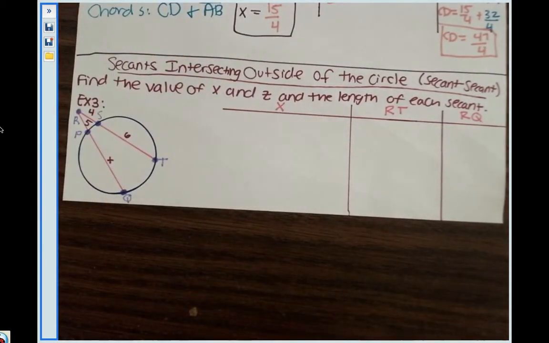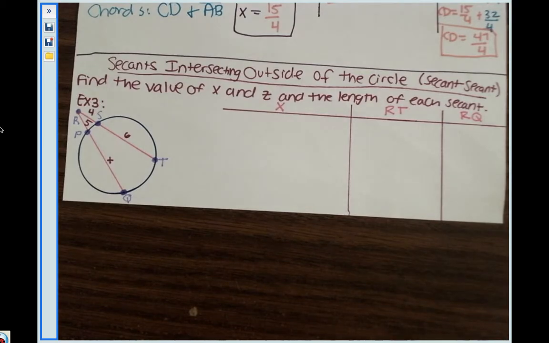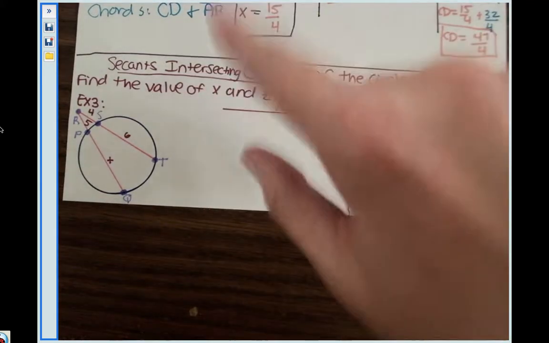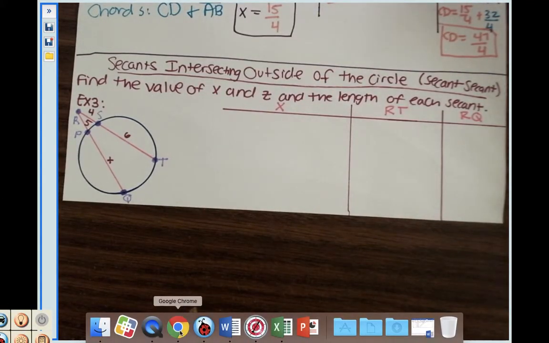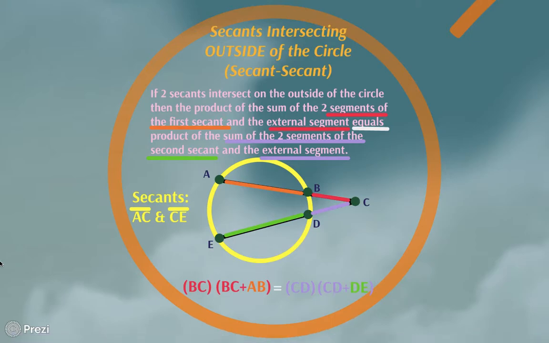If it doesn't help you, you don't have to write that down or use it, but for me it helps, so I use it. But anyway, let's see what happens when two secants intersect outside of this beautiful circle. Let's go back to that Prezi that you guys adore so much. All right, so secants intersecting outside of the circle.